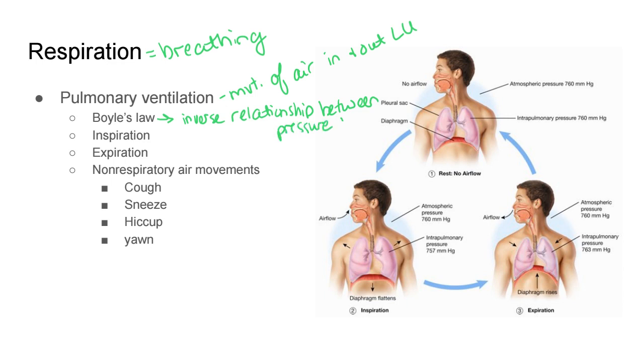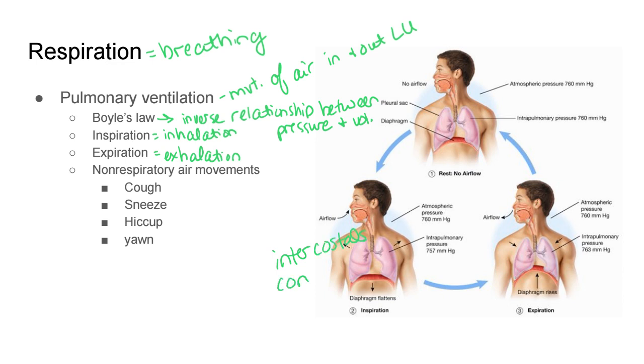Pressure and volume. Okay, so when we breathe in, that is our inspiration. We commonly call it inhalation. That is breathing in. And then when we breathe out, that is going to be our expiration or our exhalation. So let's talk about how those happen. Let's use the diagram over here on the side. When we breathe in, our intercostal muscles are going to contract.